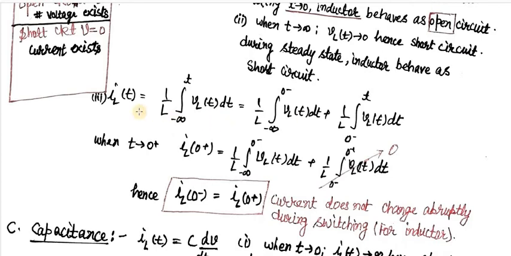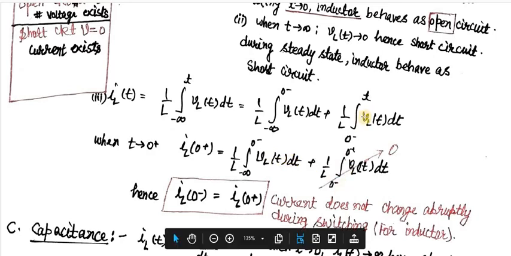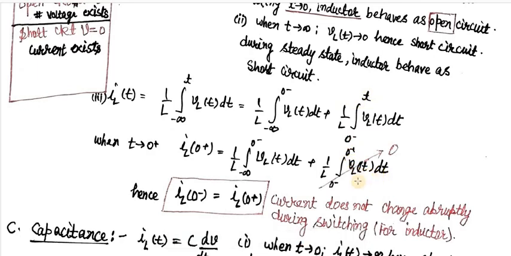This is also important. While we are talking about iL(t), that is equal to 1 by L integral from minus infinity to t of VL dt. As we discussed earlier, we divide this into two parts: 1 by L integral from minus infinity to 0 negative of VL dt, plus 1 by L integral from 0 negative to t of VL(t) dt. Now as soon as t tends to 0, iL(0 positive) is equal to 1 by L integral from minus infinity to 0 negative of VL(t) dt plus 1 by L integral from 0 negative to 0 positive of VL(t) dt. This second part, from 0 negative to 0 positive, will be equal to 0.